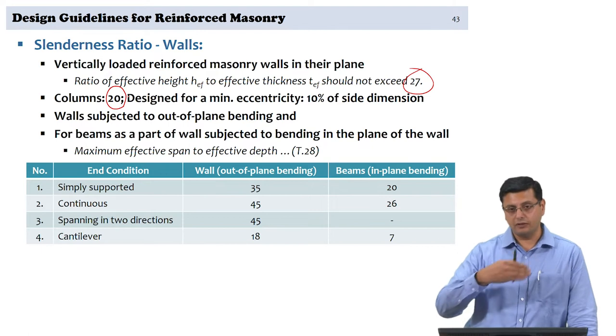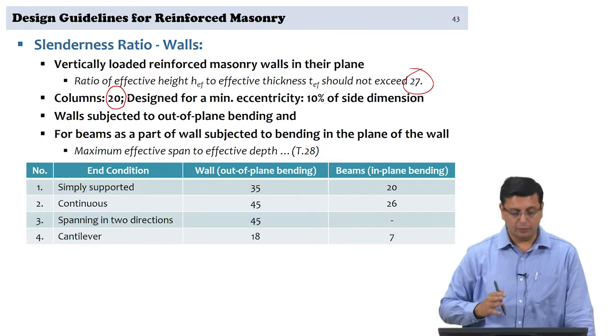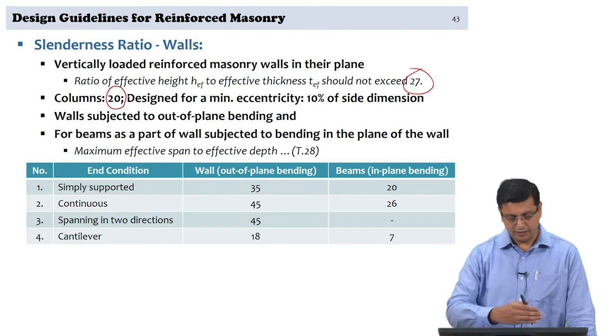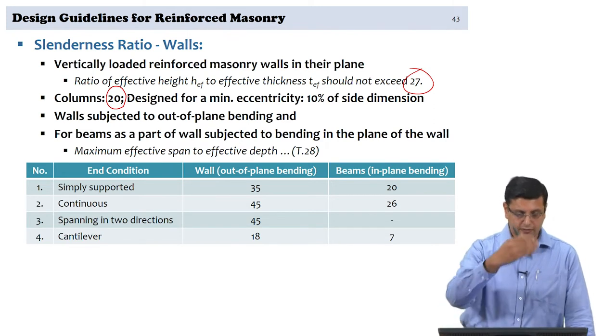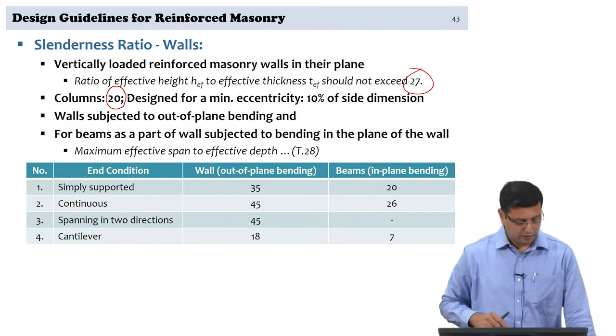Whereas for beams for in plane bending, the values are comparable to what we have been using for the wall under vertical loads itself. And again, different boundary conditions: simply supported, continuous, diagonal bending, two directions spanning, and cantilevered walls or cantilevered beams in a wall.